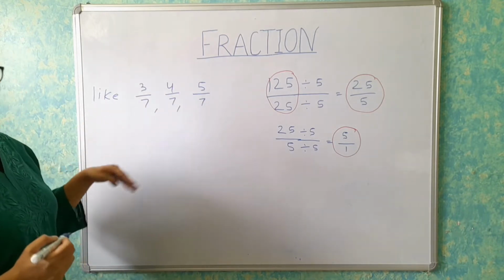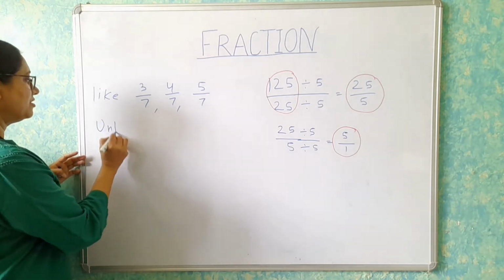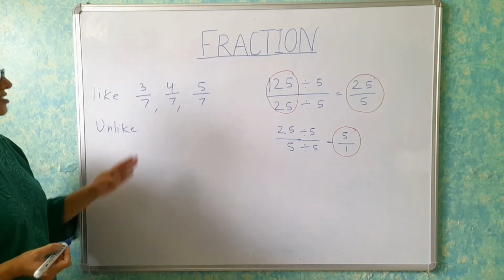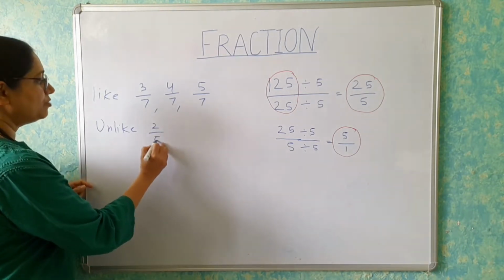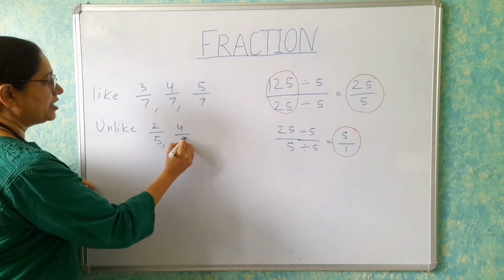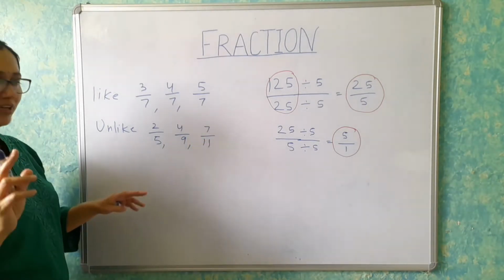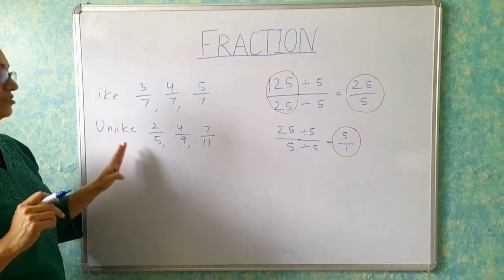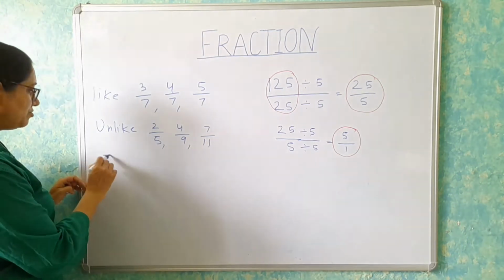Next fraction is exactly opposite of like fraction, and that is unlike fraction. Unlike fractions are those fractions in which denominators are different. It's so easy. 2 by 5, 4 by 9, 7 by 11. You just have to remember one thing, that you have to write different denominators in case of unlike fraction. The last fraction is irreducible fraction.